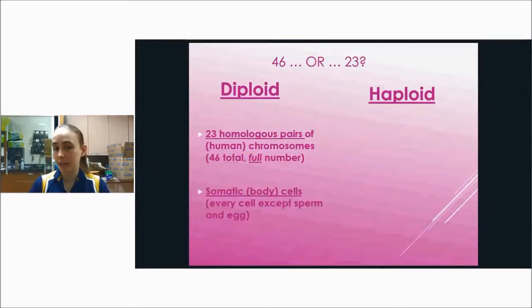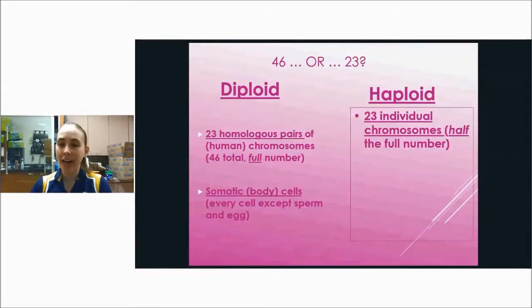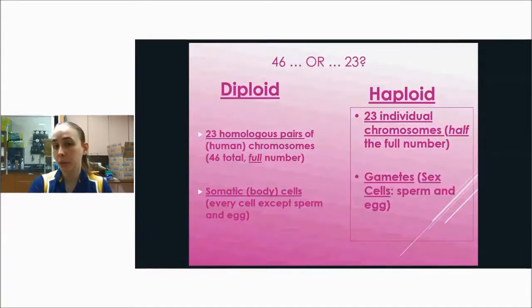They are your somatic cells, or body cells. We talked about the fact that the prefix som, S-O-M, means body, and they are every cell in your body except your sperm and egg. Haploid cells have half of the number of chromosomes. So they have 23 individual chromosomes. They have one of all of the chromosomes, either from mom or dad. They are genetically different. And they are your gametes, or your sex cells, your sperm and your egg.